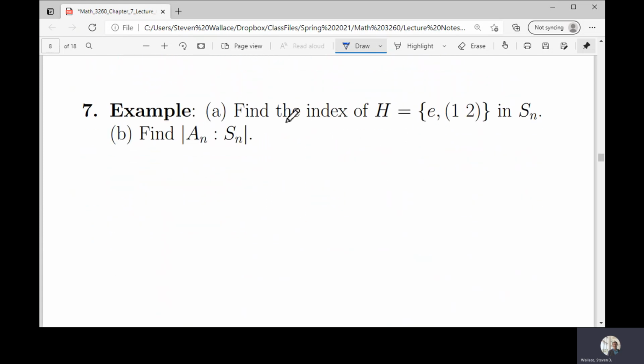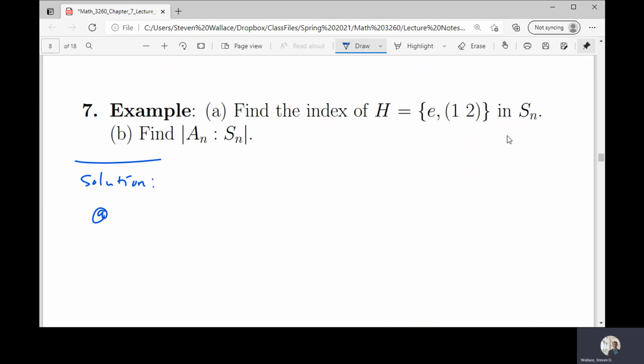So we could find the index of this guy, and we could try to find all the cosets of H, but that would be horrific. So instead, we're going to use Lagrange's theorem.